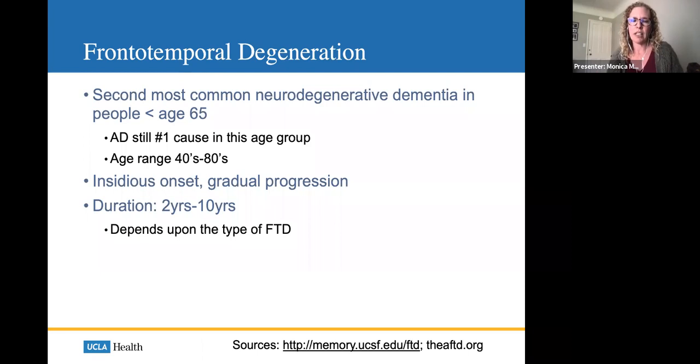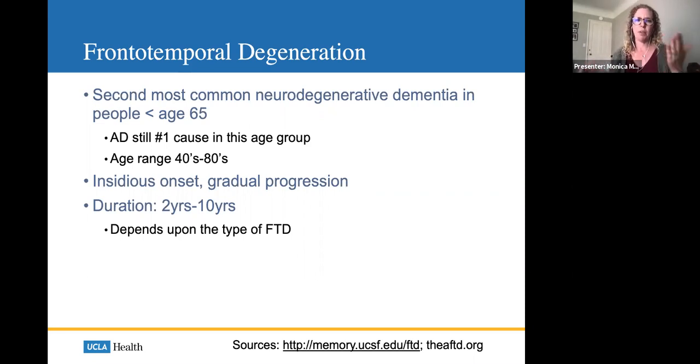If we're looking at FTD, its typical age range of onset is between the ages of 40 and 80. So yes, that's a large age range. But when you look at it as being the second most common form in people under the age of 65, that is really where you see the large numbers of how this disease can affect people. It is an insidious onset with gradual progression.